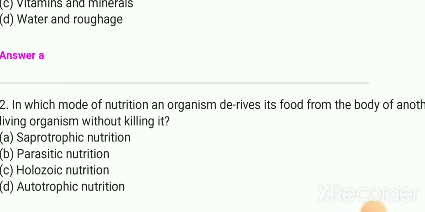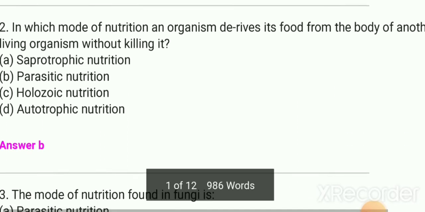In which mode of nutrition does an organism derive its food from the body of another living organism without killing it? Options are saprotrophic, parasitic, holozoic or autotrophic. Here the organism derives its food from another living organism without killing it, which means the most appropriate answer will be parasitic nutrition. So here parasitic nutrition will be the right answer.